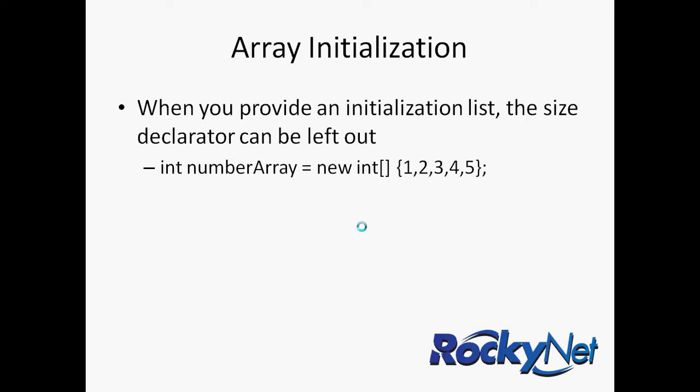Basically, when you provide an initialization list, you don't have to put the constant integer and then the number of elements there are. You can combine that into one, and if you establish what the array is going to have in it, then you can leave this part out.